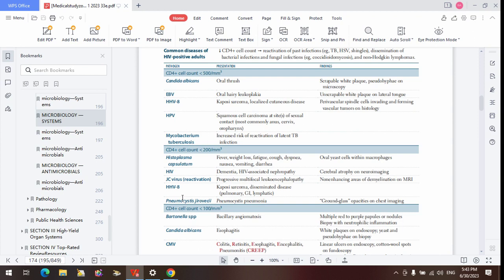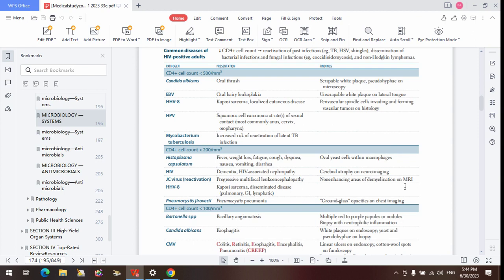Then the next thing is now the affectation of the brain and affectation of the lung. So what are the brain problems? JC virus reactivation. That's the one that affects the brain. Progressive multifocal leukoencephalopathy, which is going to present as non-enhancing areas of demyelination. What areas of the brain are going to be demyelinated in this guy? Occipital and parietal.